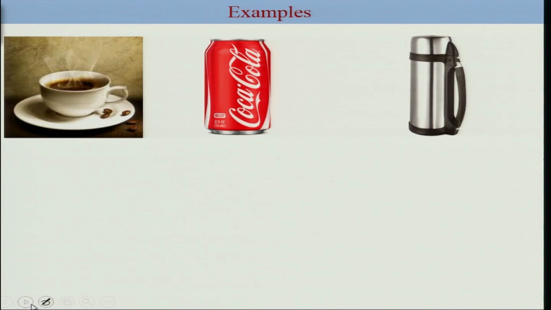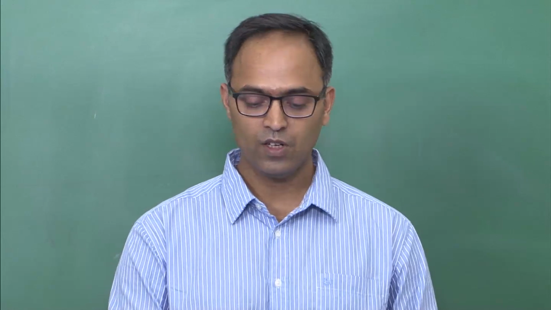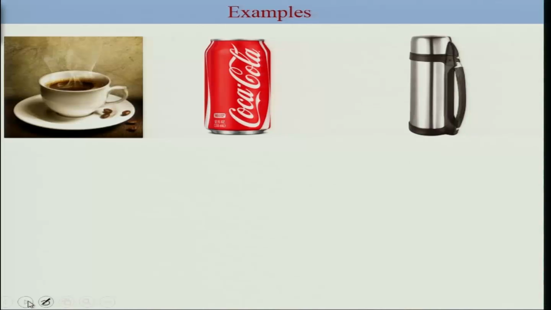So let's take other examples. This is your typical coffee, and you have a Coke here, and then you have a thermos. Now this would be an example of an open system. The next one would be an example of a closed system. And what about the thermos? That would be an isolated system.